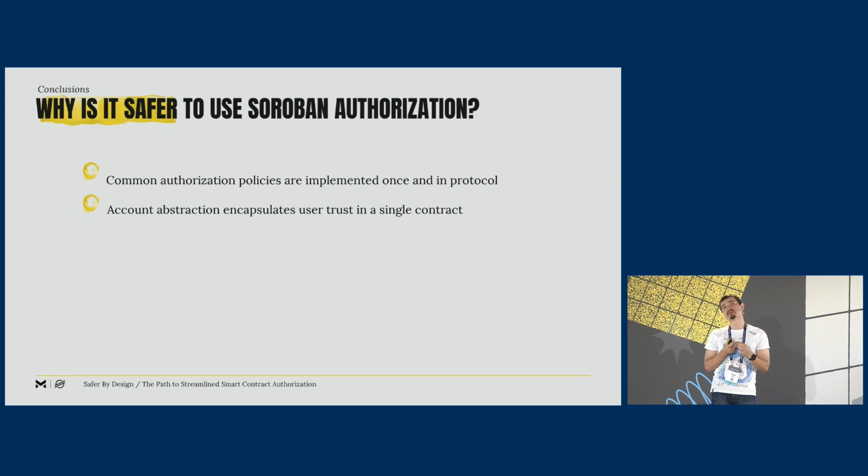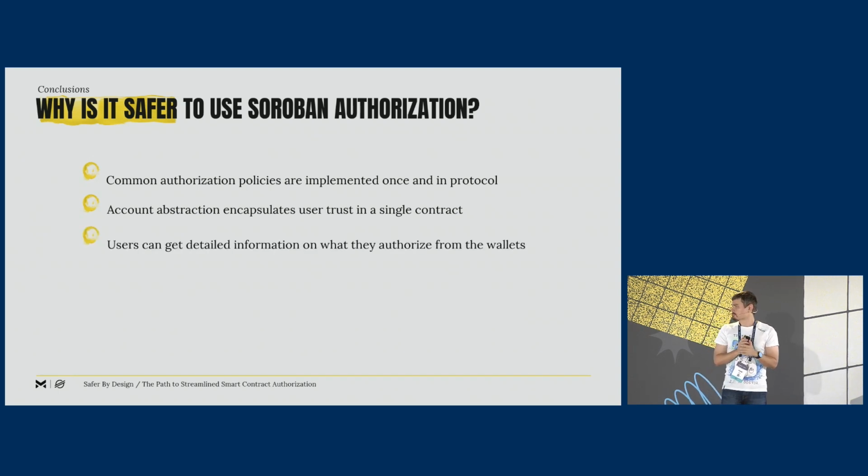Account abstraction. It really helps to encapsulate users' trust in a single contract. So instead of relying on every contract correctly implementing the authentication procedure for your specific account, you do this just once, and you need to trust only this single account that has implemented it. And then you are not afraid of bugs in some particular implementation of some particular verification algorithm.